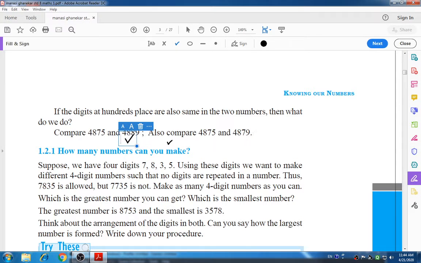And if we compare 4,875 and 4,879, it is also very easy. Absolutely correct. 4,879 is the correct one.